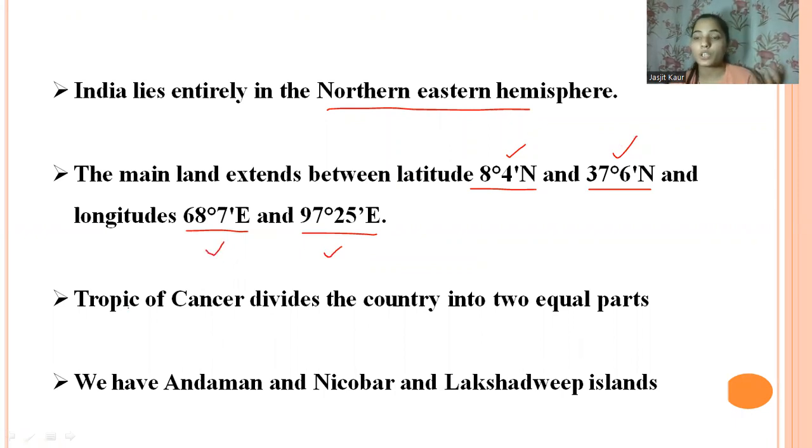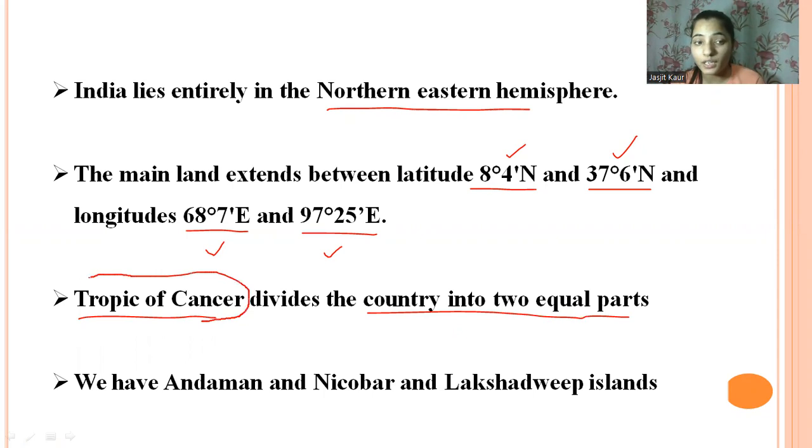And just like the equator that divides the earth into two equal parts, we have the Tropic of Cancer, which is the latitude that passes through India. That divides the country into two equal parts. So you have to remember this, that the Tropic of Cancer is the latitude that divides the country into two equal parts. Now we have the Andaman and Nicobar and Lakshadweep Islands also in India. These are the different features related to the location of India. You have to remember these features.